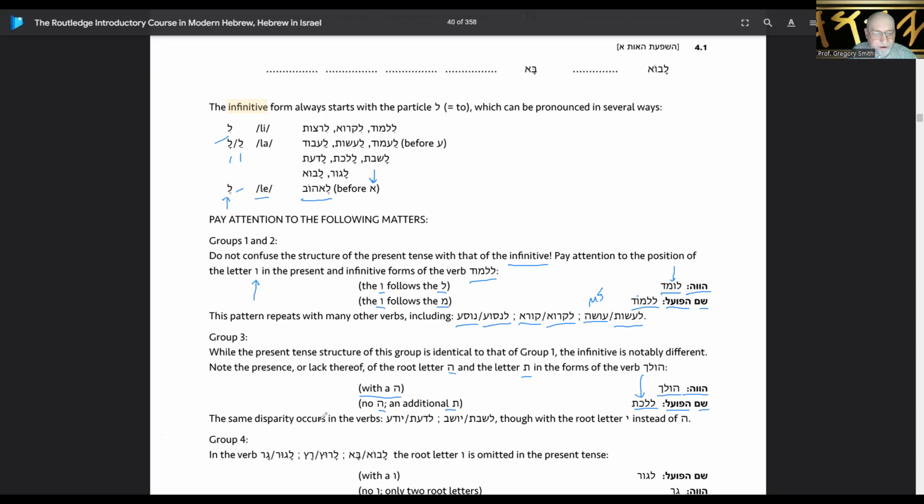Okay, the same disparity occurs in the verbs lada'at and yodea. Okay, I'll double check those. Lada'at. Yep, to know. לדעת, that's right.